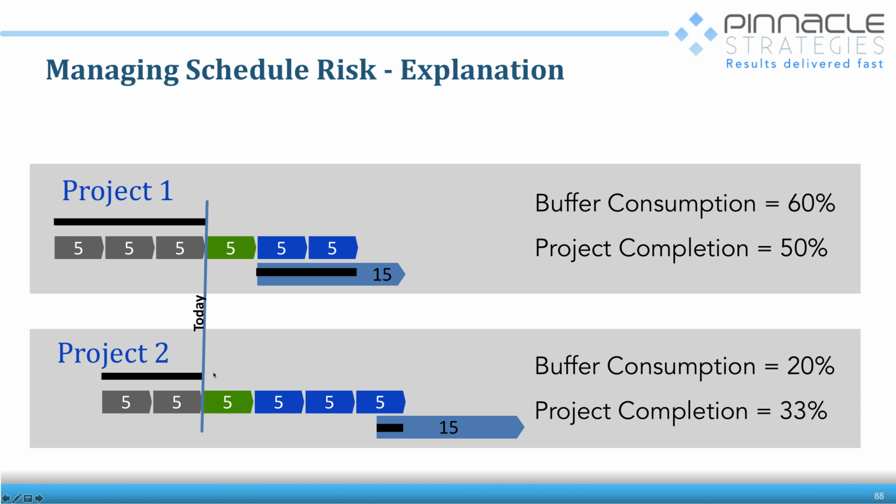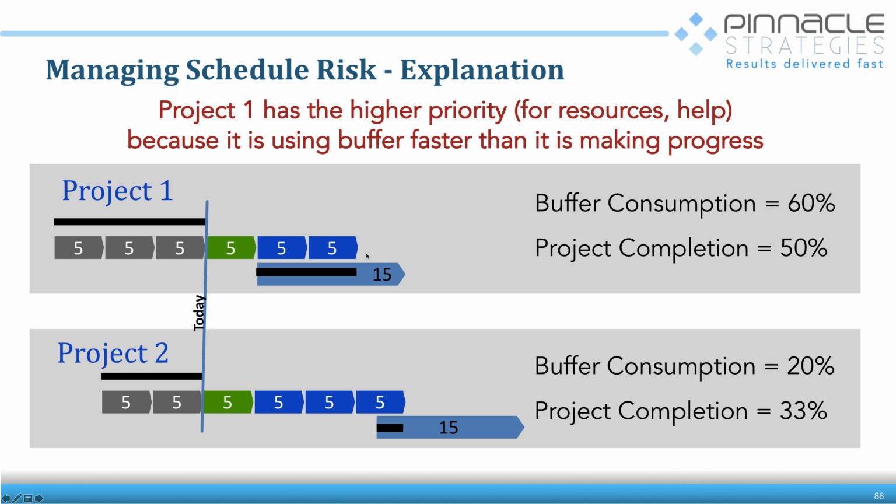In Project 2, we have more work to be done, all right? We've consumed 20% of the buffer, and we've completed 33% of the project. So one of these projects is going to get a higher priority than the other, right? And that project is going to be Project 1, because we're using more buffer, 60%, than we are completing work. Project 2 is actually looking good, right? We've completed a third of the project, and we've only consumed 20% of our buffer. So Project 1 will get priority over Project 2, even though there's less work.